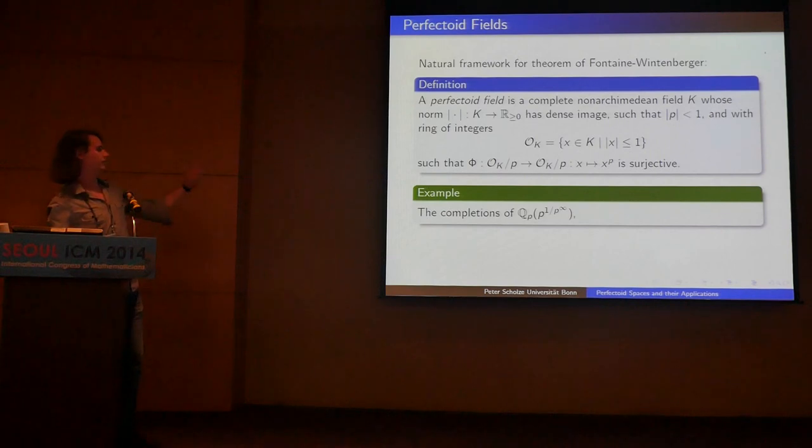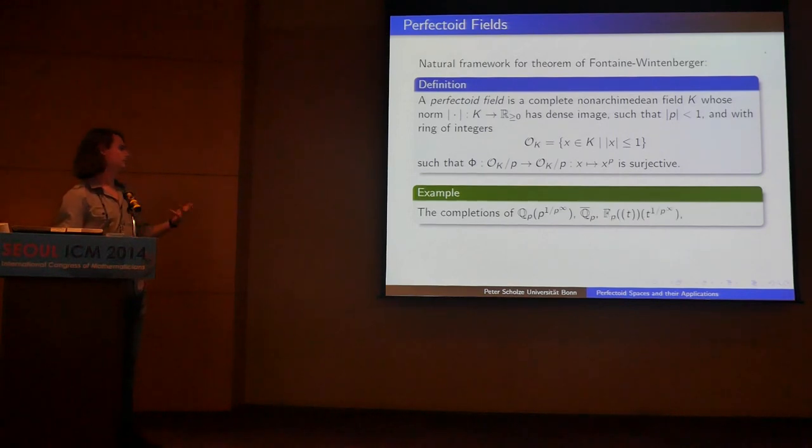Okay, so what are examples of this? I required my fields to be complete, so you will have to complete every field I write here. So take the field occurring in this theorem of Fontaine and Wintenberger, take Q_p and adjoin all p-power roots of p. You might also take the whole algebraic closure of Q_p if you like. And other examples would be the characteristic p analogs of these two fields. So take this Laurent series field, adjoin all p-power roots of T, do the algebraic or separable closure of F_p Laurent series T. Their completion will be the same.